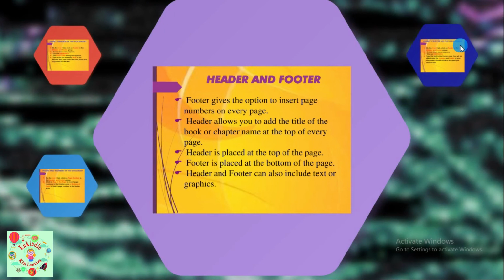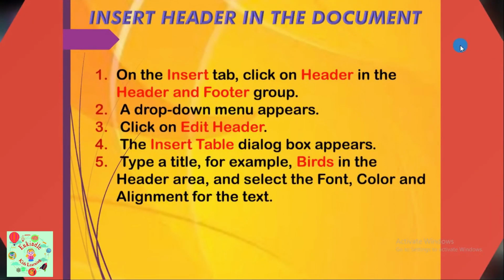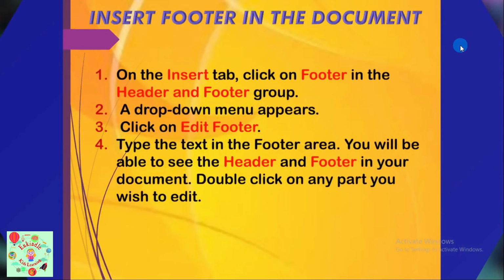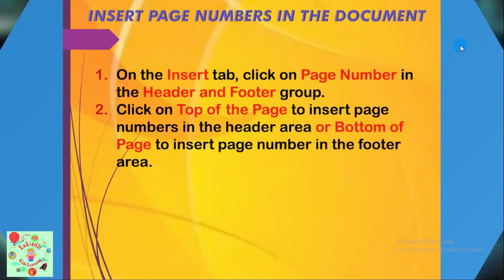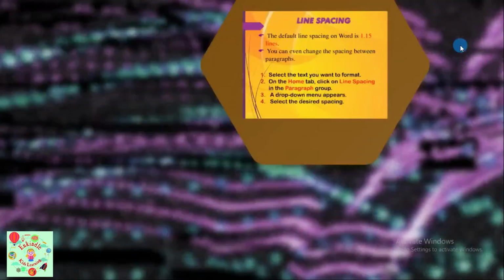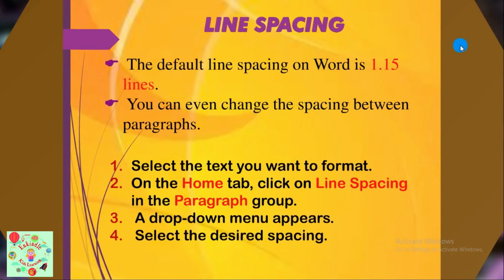Header and footer can also include text or graphics. Then we studied how to insert header in the document, how to insert footer in the document, and how to insert page numbers in the document. Moving further, we studied line spacing feature. The default line spacing on Word is 1.15 lines, which is slightly larger than the single line space. Changing the line spacing will help us to make the document look better and more readable. You can even change the spacing between paragraphs.